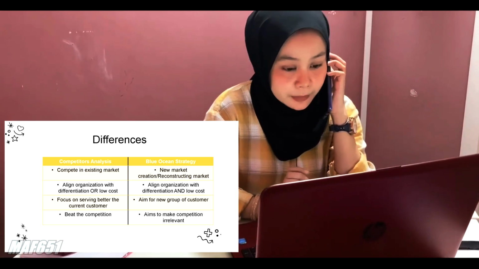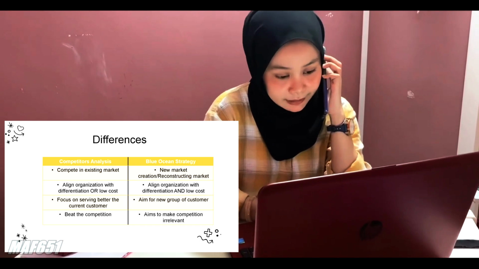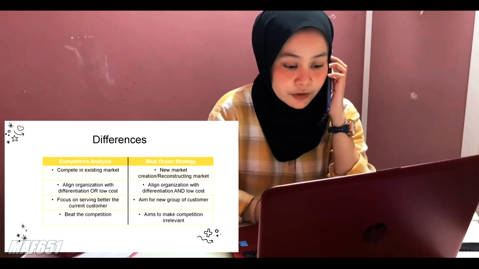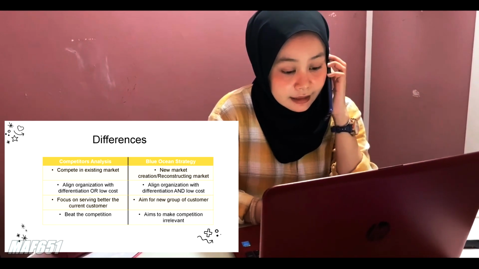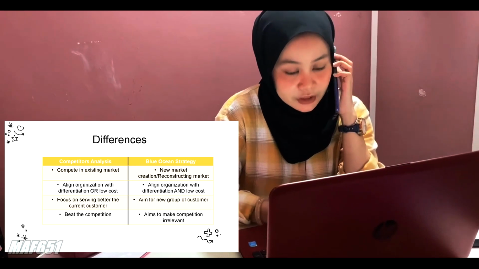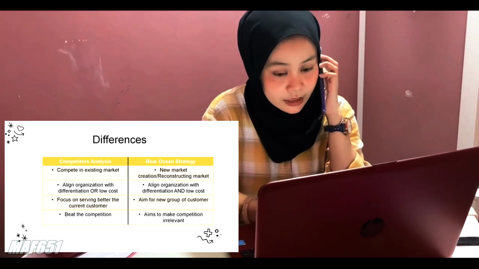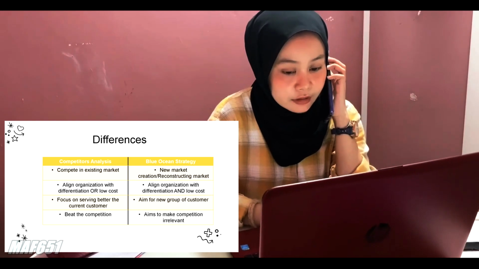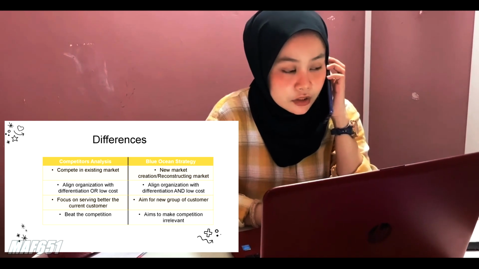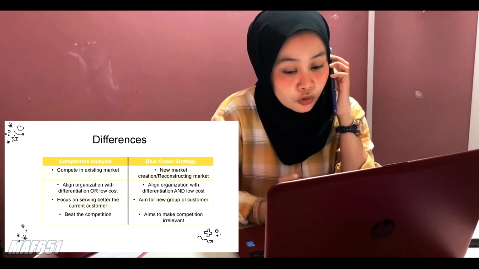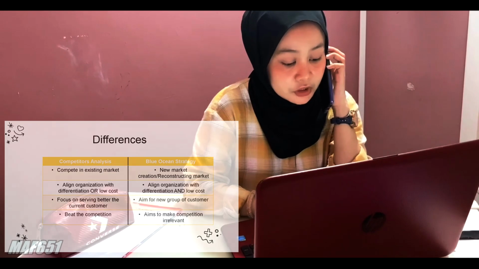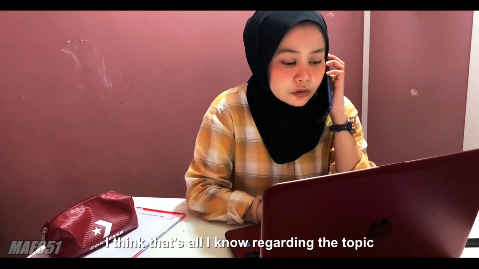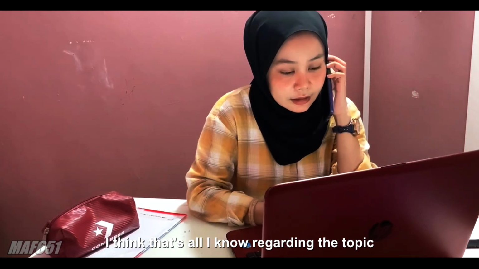Okay, now let's move to the differences between competitor analysis and Blue Ocean Strategy. For the first, competitor analysis competes in an existing market, aligns the organization with differentiation or low cost, and focuses on serving the current customer better and beating the competition. And for the Blue Ocean Strategy, it is new market creation or reconstructing the market, aligning the organization with differentiation and low cost, aiming for a new group of customers, and making competition irrelevant. And then I think that's all I know regarding the topic.